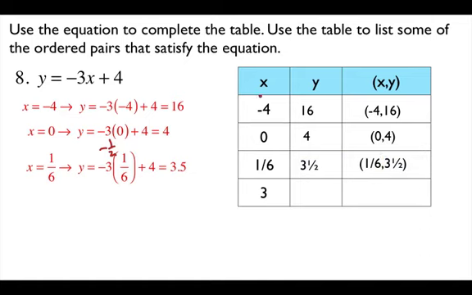The last one, when x is equal to 3, the y value, once I'm plugging x equals 3 into my equation, I simplify. This is -9. -9 plus 4 is equal to -5. So this is how you complete the table. Let's move on to number 9.